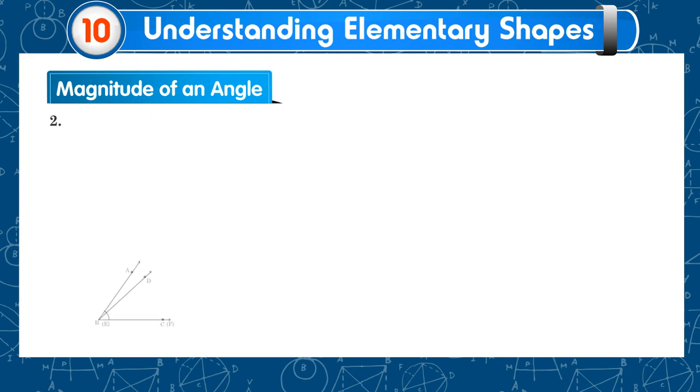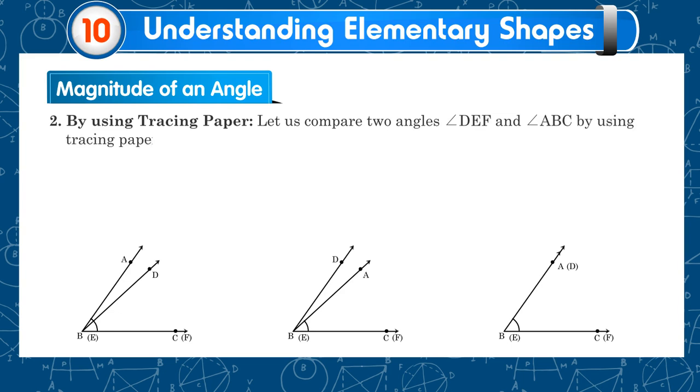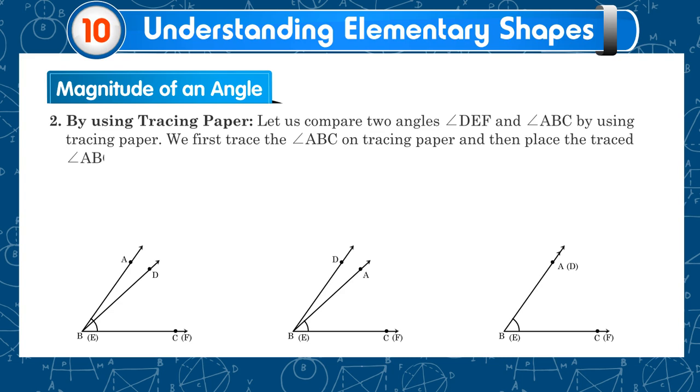By using tracing paper. Let us compare two angles, angle DEF and angle ABC, by using tracing paper. We first trace the angle ABC on tracing paper and then place the traced angle ABC on angle DEF such that the point B coincides with point E and ray BC overlaps ray EF.